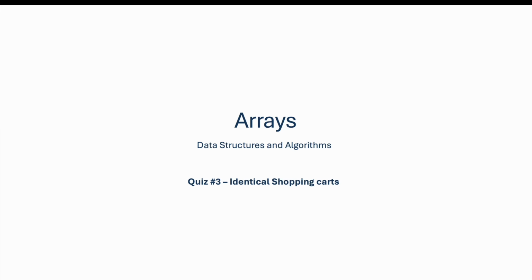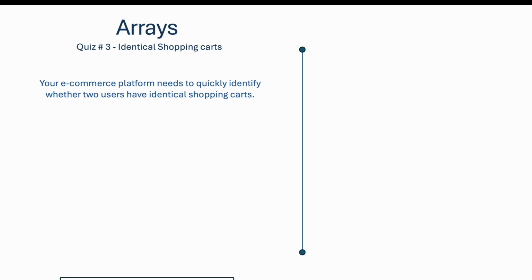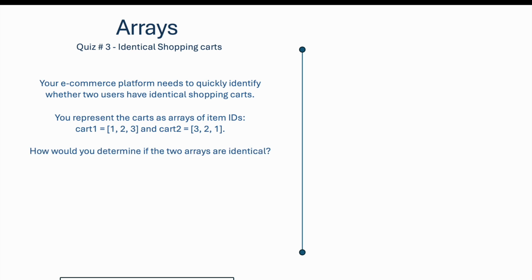Quiz 3, Identical Shopping Carts. Here, your e-commerce platform needs to quickly identify whether two users have identical shopping carts, and the carts are represented by arrays with item IDs. How would you determine if the two arrays are identical?